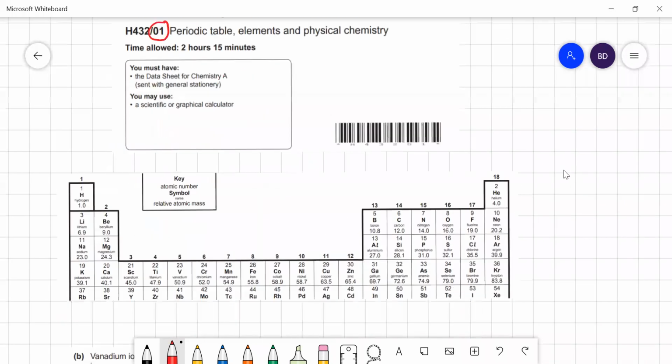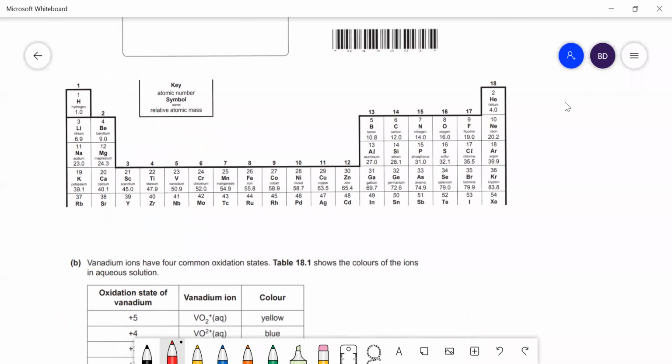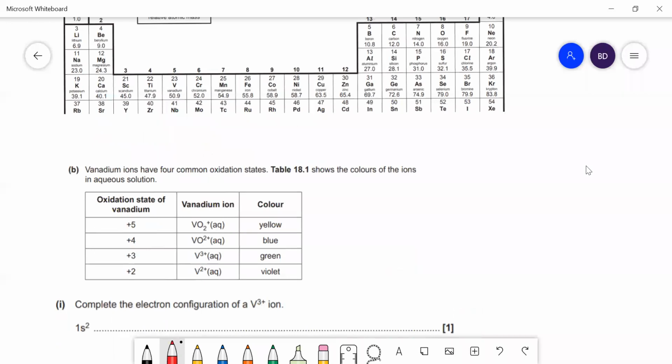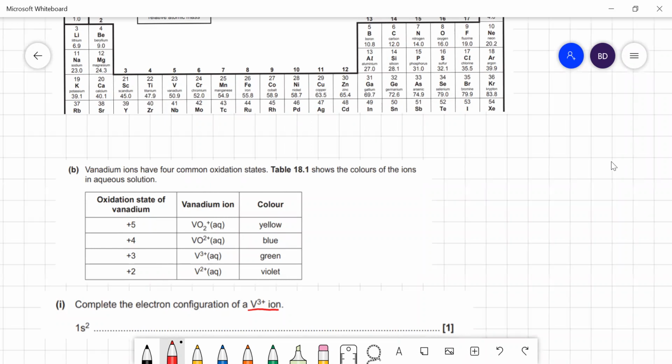Okay, so here we have vanadium ions, and their common oxidation states are shown there. Complete the electronic configuration of the V3+ ion. Well, let's look at the electronic configuration of vanadium first of all. So we look at the periodic table.